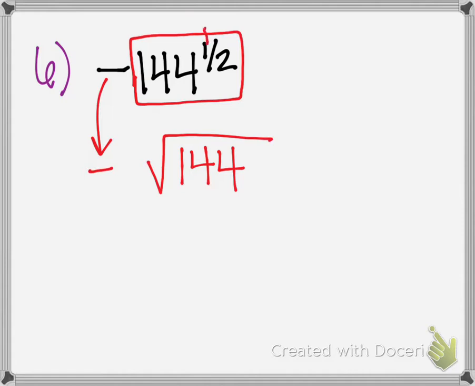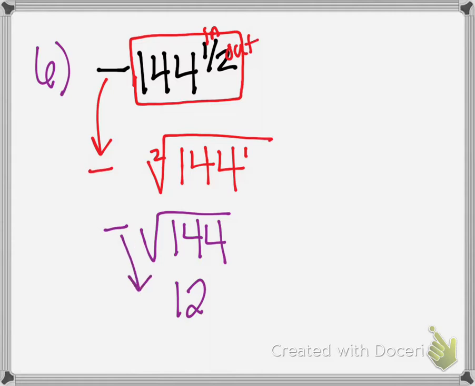So we have inside, out. So the index here would be a 2, and then anything to the first power is just itself. So then we have the square root of 144, which is 12, and then we bring down the negative. So we get negative 12 as our answer.